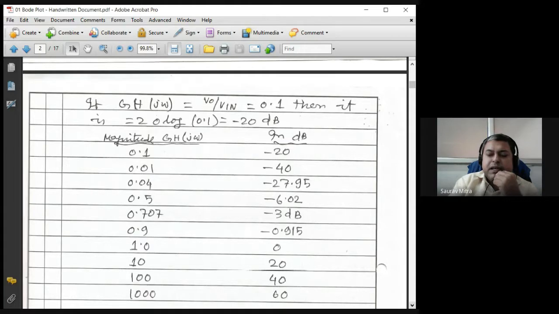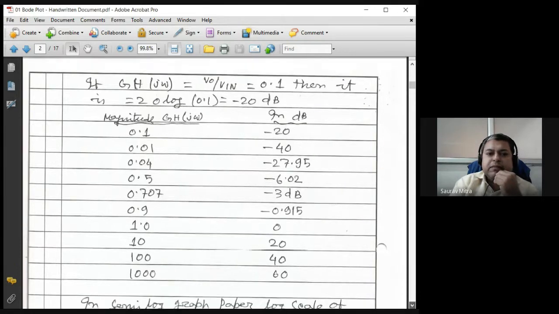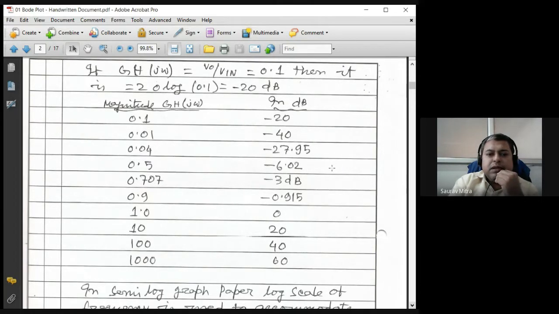So suppose at a certain frequency, GH of j omega becomes 0.1. To convert that into log, it is 20 log of GH at that frequency. So 20 log of 0.1 is minus 20. Now here we have seen 0.1 goes to minus 20 dB, 0.01 goes to minus 40 dB, and so on. Anything less than 1 will give us a negative value. Anything greater than 1 will give us positive. So 20 log of 10 means 20 dB, 20 log of 100 means 40 dB, 20 log of 1000 means 60 dB, and 20 log of 1 is 0 dB.